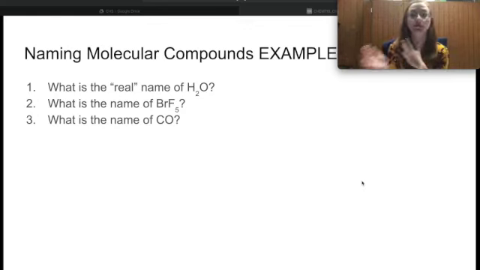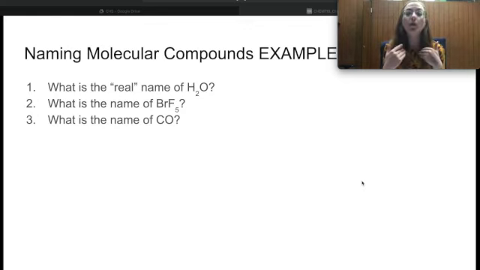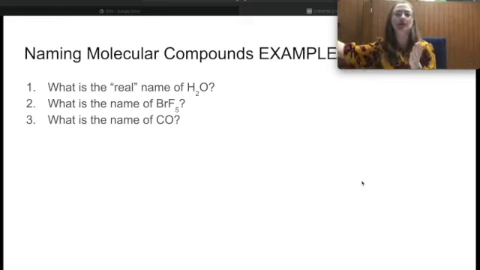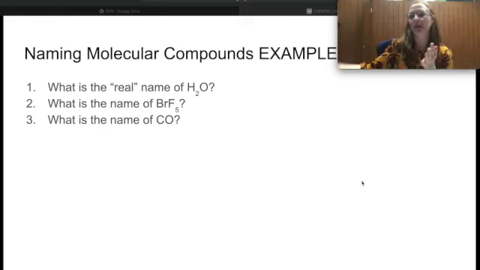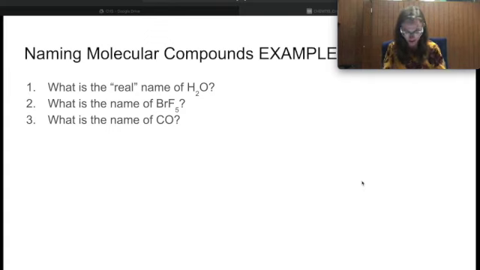Bromine, not bromide, bromine. And the one thing we have to remember here is we're looking for the prefix to attach. However, if the first element only has 1 atom, we don't write mono. So this wouldn't be mono bromine something. It would just be bromine something. We don't have that mono prefix because it's the first one, and it takes the elemental name, not the ion name.